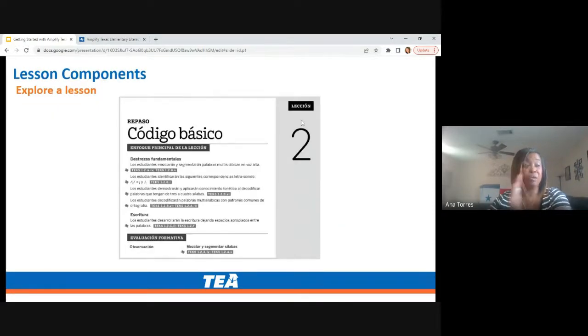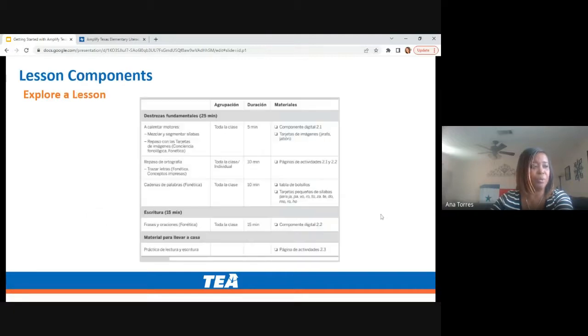Knowing here, as it even states, repaso means review. This is going to be a review lesson. Lesson 2 tells you right here, this is lección 2, lesson 2. This page is going to illustrate the main focus of the lesson and the components of that lesson, as I mentioned previously. It gives you destrezas fundamentales, which are your foundational skills, and it also gives you escritura, which is writing. These are known as your lesson components.